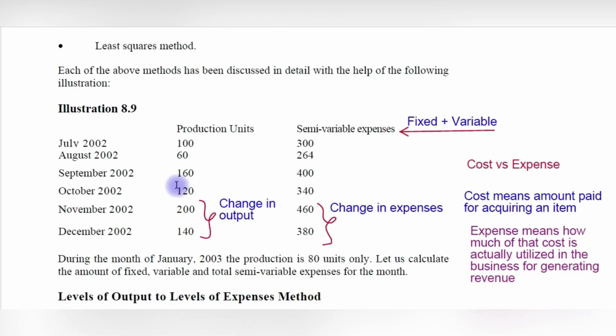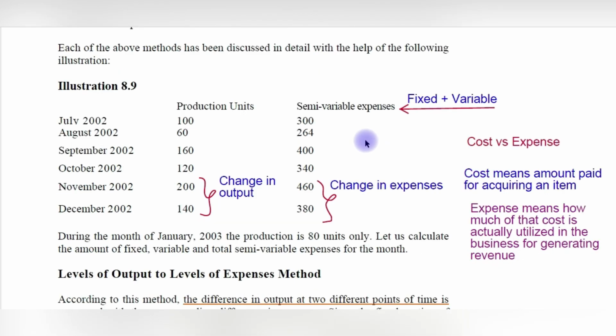There is an illustration given here. In July 2002, a company produced 100 units of goods, and semi-variable expenses for these 100 units is 300 rupees. See here, the term expenses is used. There is a slight difference between expenses and cost. Cost means the actual amount paid for acquiring an item. Suppose a business is purchasing machinery. The amount paid for purchasing that machinery is the cost of that machinery.